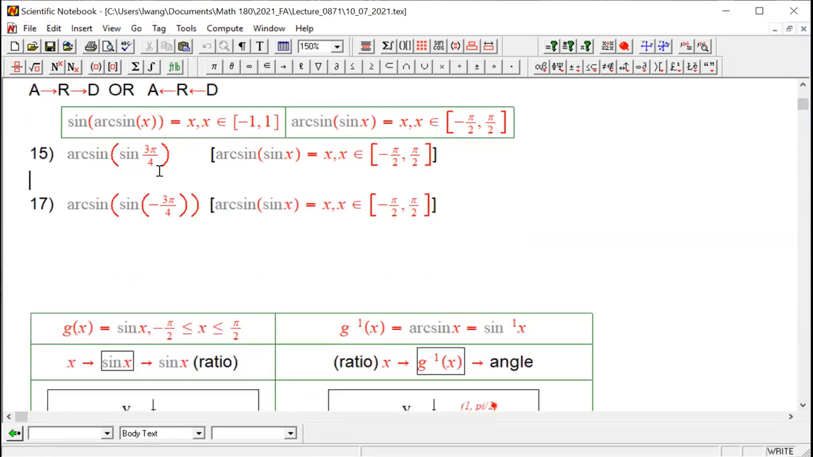For number 15, is 3 pi over 4 inside negative pi over 2 to pi over 2? No, it doesn't, right? Is negative 3 pi over 4 inside this interval? Of course not. So they don't apply. Does not apply. So we cannot use a shortcut. What can we do?